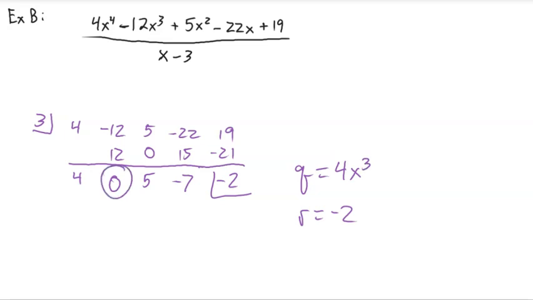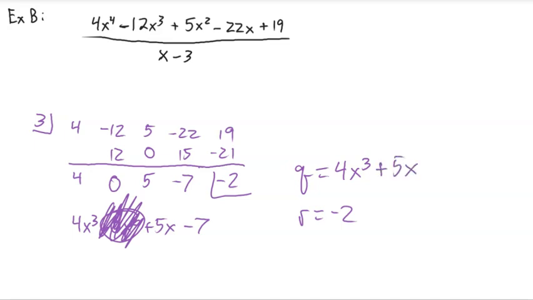This is a 0 for the x squared. So basically we have 4x to the third power plus 0x squared plus 5x minus 7. But look at this. There's no reason to write 0x squared. We can skip that one. We can leave it out. So we're going to leave out the 0x squared, and we're just going to write 4x cubed plus 5x minus 7. And that's our quotient.